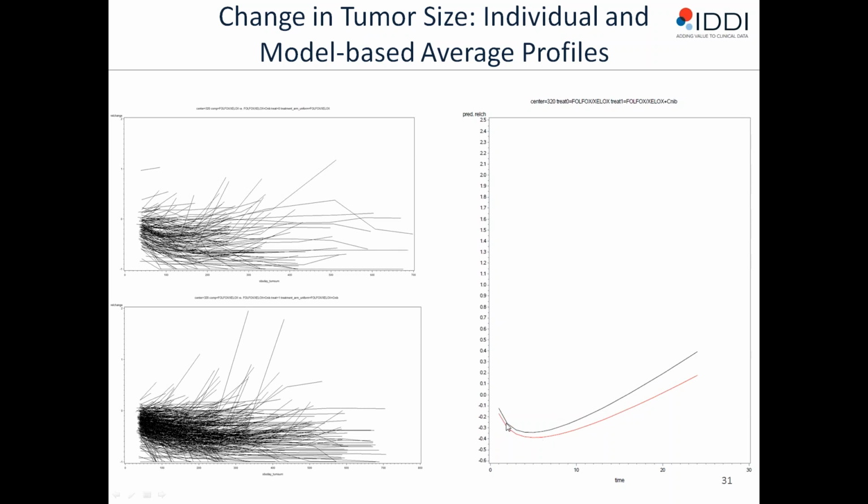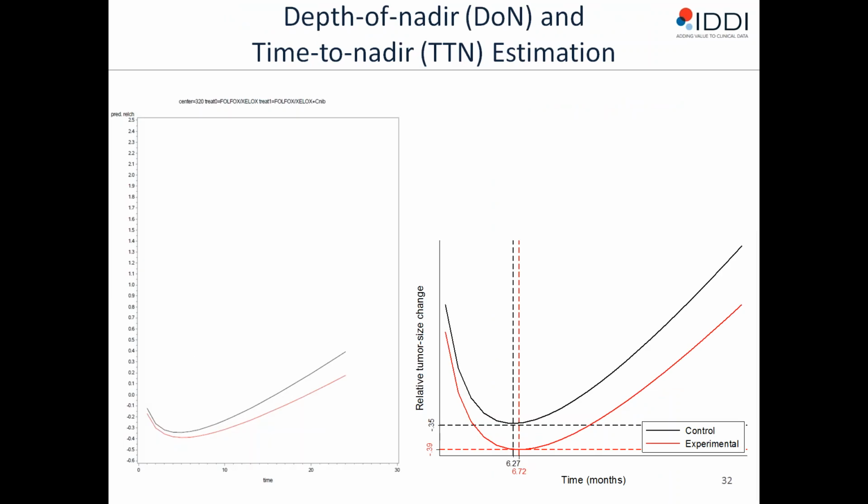And as you can see, there seems to be a difference between these two profiles, indicating that the relative change versus baseline for the experimental treatment here is larger, so there's a larger tumor shrinkage as compared to the baseline, right? Now, based on this average profile, you can actually define the depth of the nadir, the depth of response, as Everardo mentioned. So essentially we look at this average plot and we see where the estimated trajectory achieves the minimum, okay?